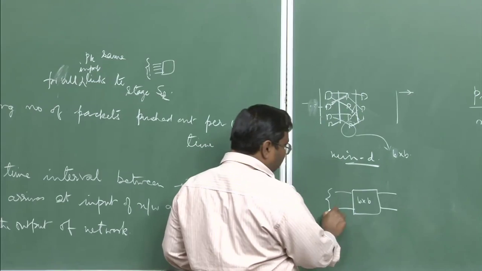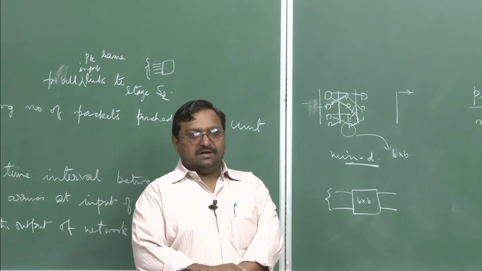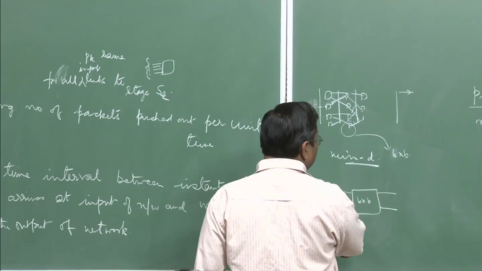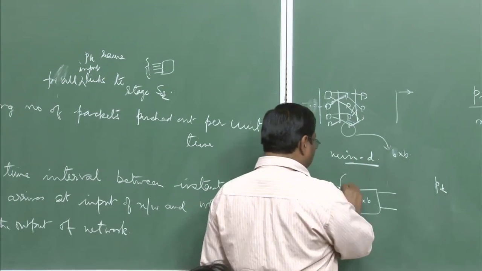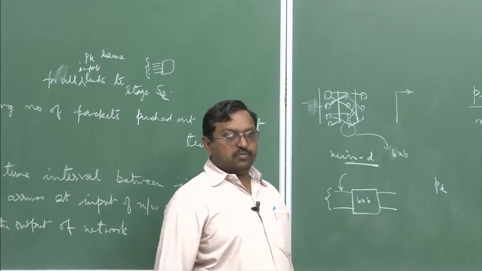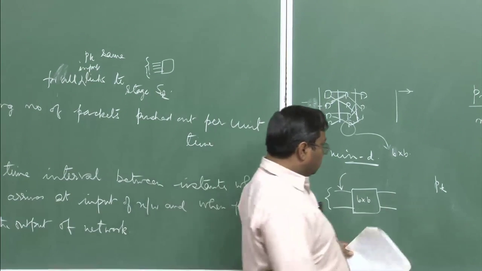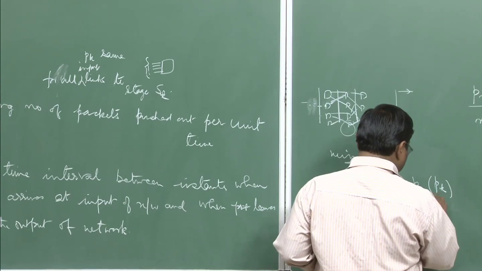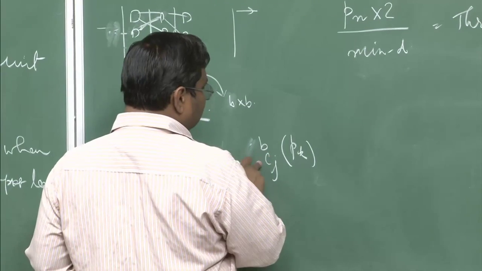So, the packets which will arrive will be binomially distributed. There can be j packets arriving, and this arrival can happen with a certain probability. Here the probability is p k, remember, the probability that a packet will come at an input port is p k. So, this actually means B choose j, that is the probability that j packets will come.